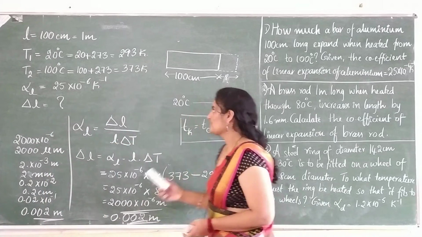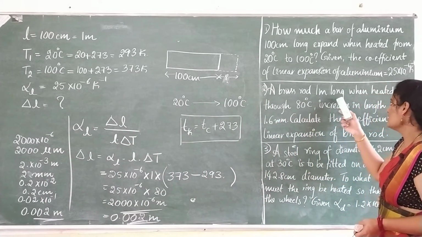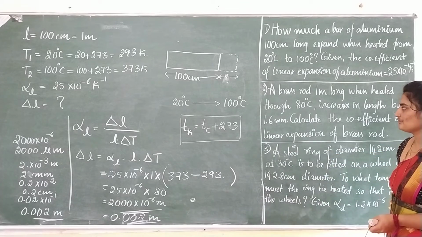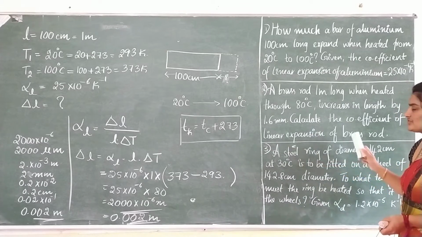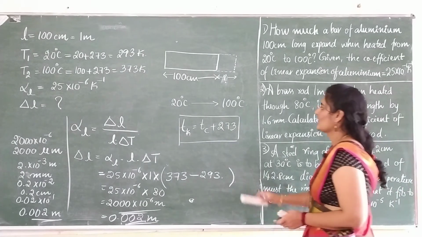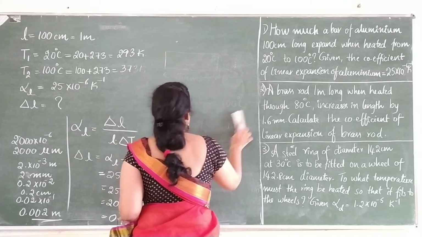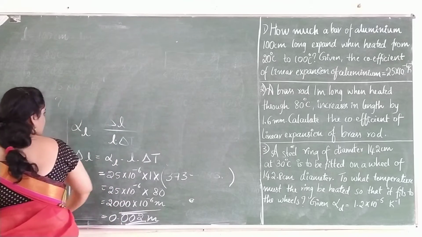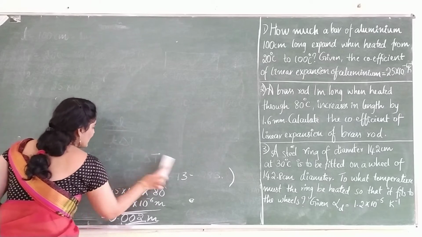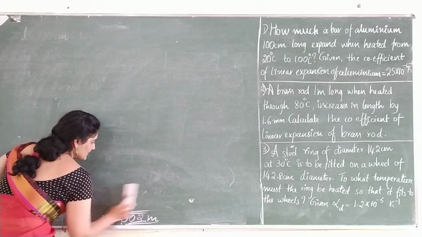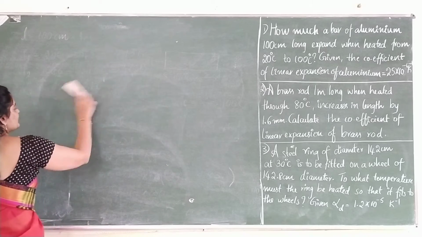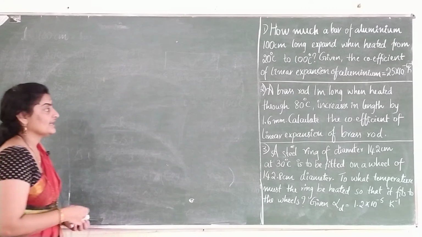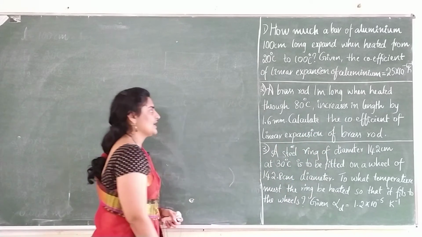The second problem is, see, a brass rod 1 meter long, when heated through 80 degrees Celsius, increases in length by 1.6 millimeter. Calculate the coefficient of linear expansion of brass rod. Write the problem. A brass rod 1 meter long, when heated through 80 degrees Celsius, increases in length by 1.6 millimeter. Calculate coefficient of linear expansion of brass rod.